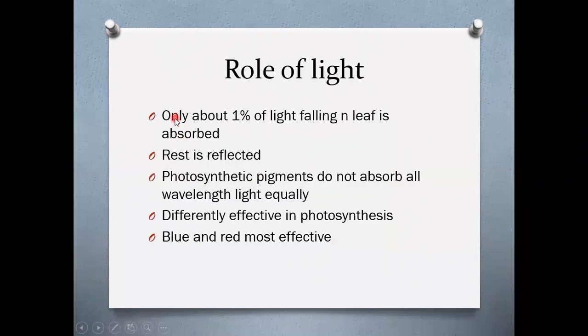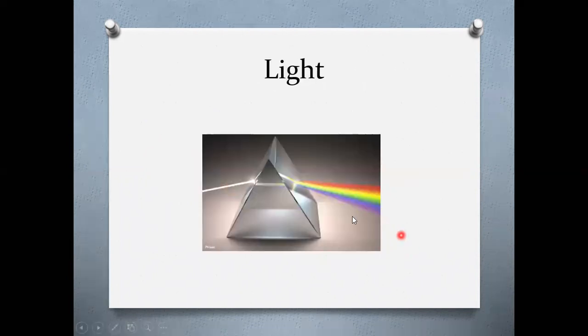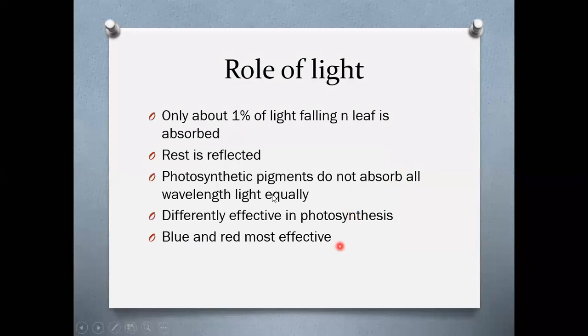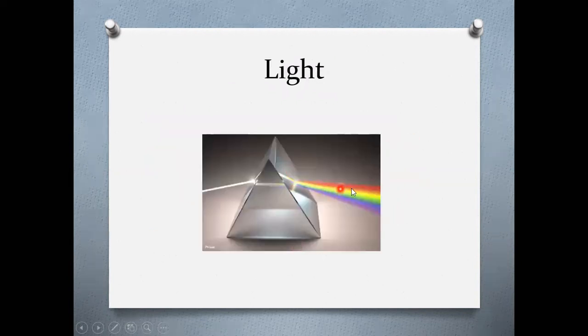So the role of light exactly is that only about 1% of light falling on a leaf is absorbed. It means that thylakoid absorbs only 1% of light, while the rest 99% is reflected back. Photosynthetic pigments do not absorb all wavelengths of light equally, because in this rainbow you see there are different colors and each color has a particular wavelength.